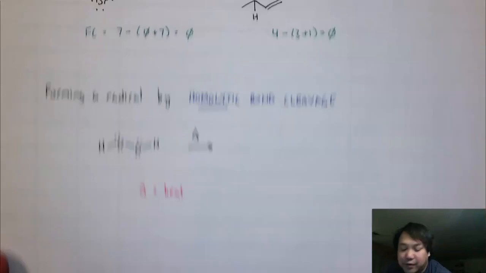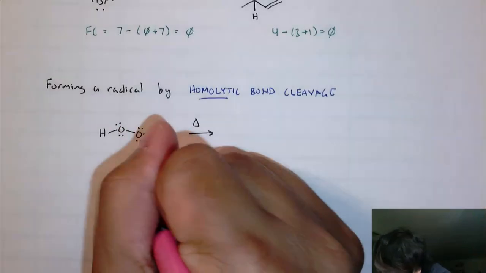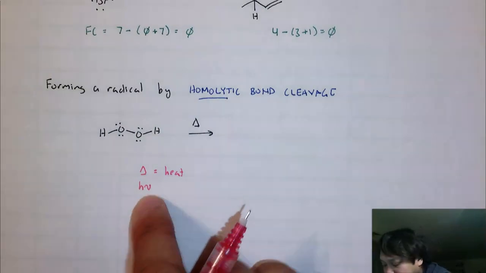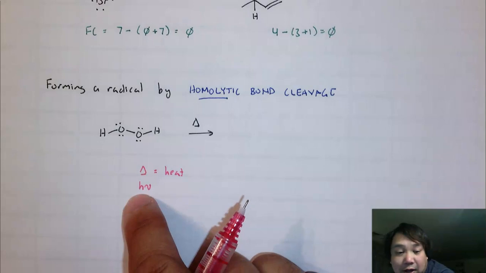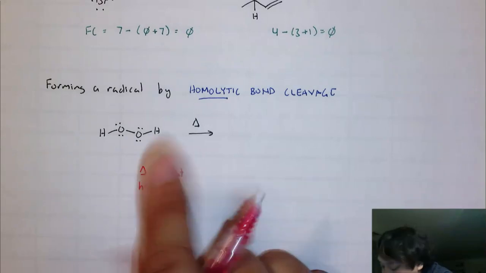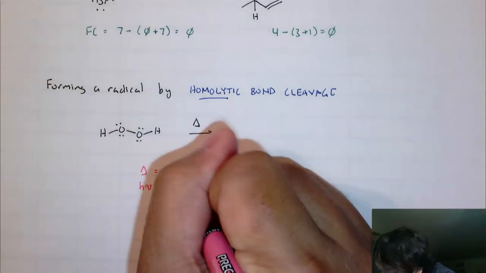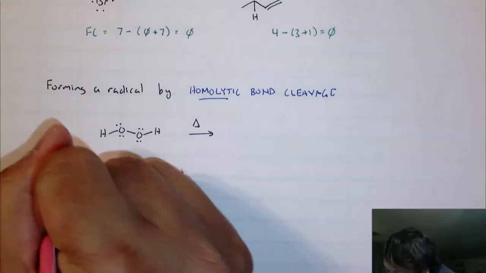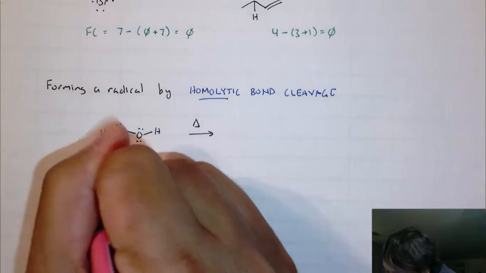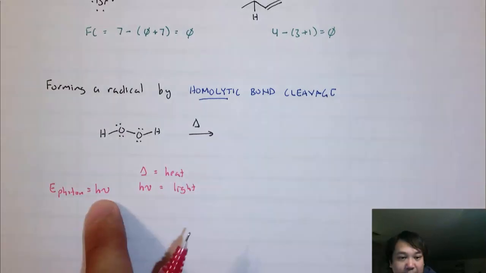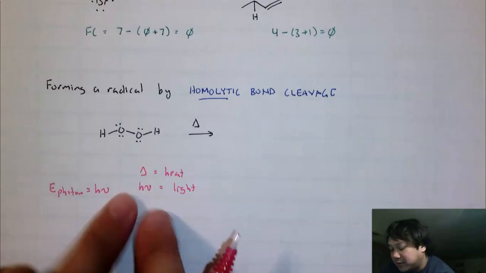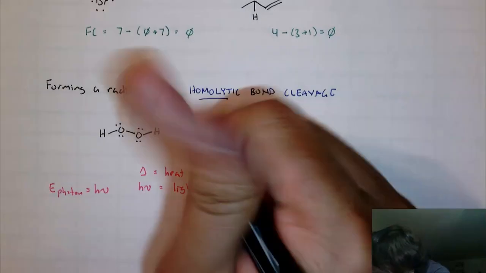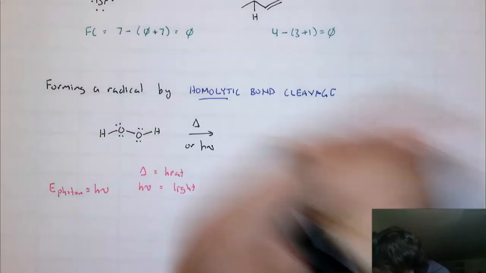Or if we're going to use light, the symbol is h nu, the Greek letter nu. It's Planck's constant times frequency. Why do they do that? Because if you remember your general chemistry, the energy of a photon of light equals h nu. But we'll just use Planck's constant times frequency. So either heat or that symbol.